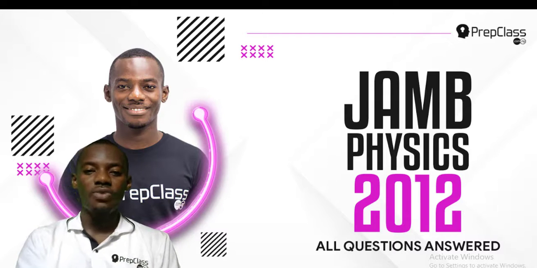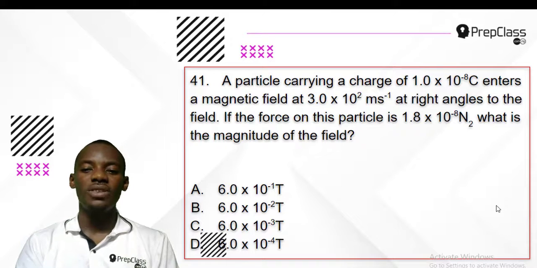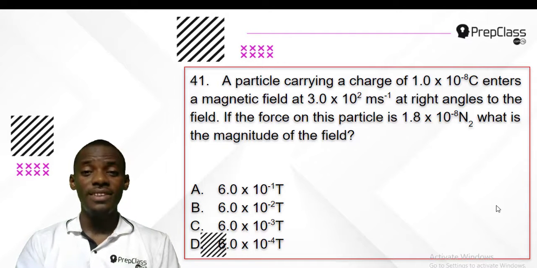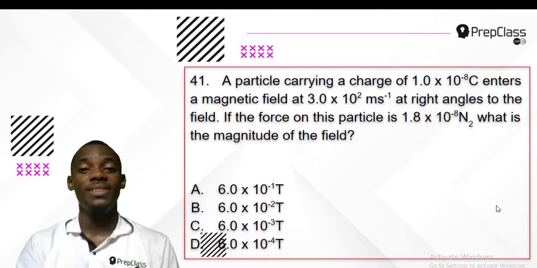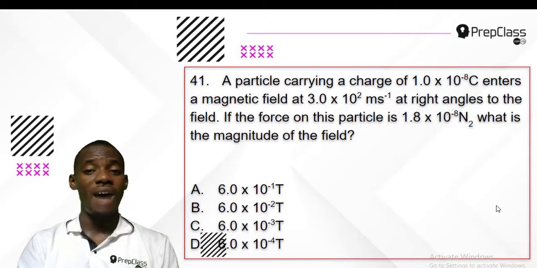Number 41 says a particle carrying a charge of 1.0 times 10 to the power -8 coulomb enters a magnetic field at 3.0 times 10 to the power 2 meter per second at right angle to the field. If the force on this particle is 1.8 times 10 to the power -8 Newton, what is the magnitude of the field? Now, whenever you have a question like this, it is a magnetism question. There's one major formula in magnetism that you need to know, and that formula can undo most of the problem you have in magnetism.